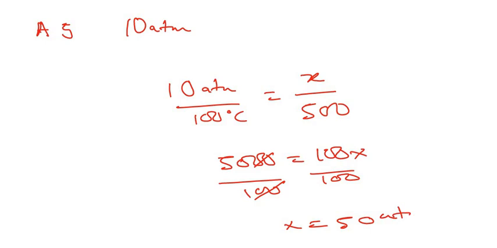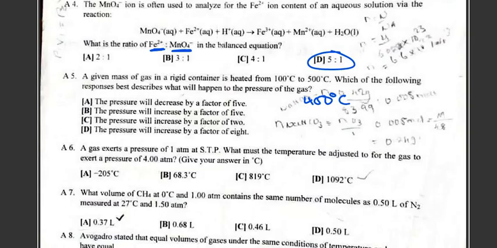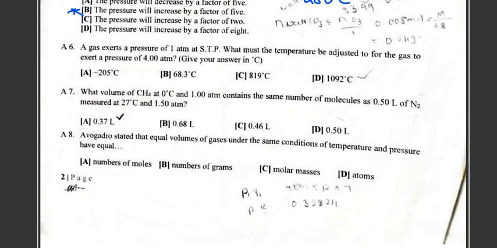So meaning what has happened to the pressure? It has increased by a factor of 5, right? So the correct answer here is going to be B. So the correct answer is B. So you can just use those arbitrary numbers to make the options make sense to you.